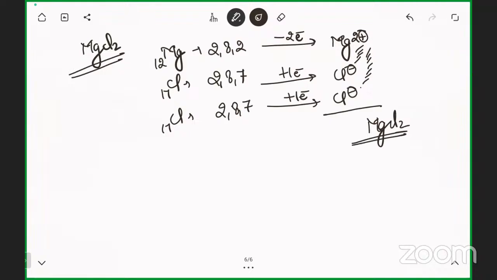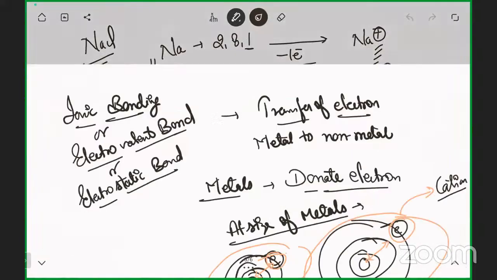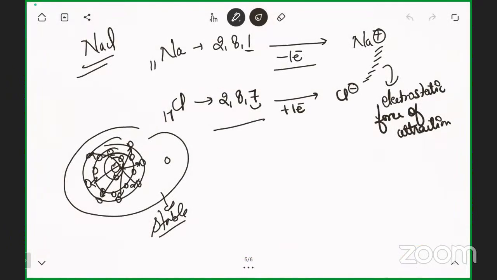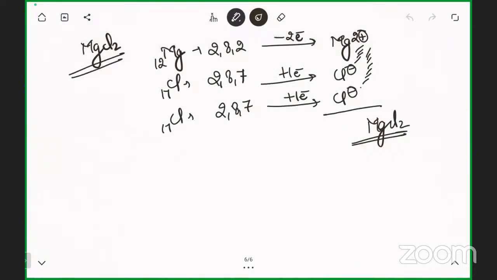Just remember the name of this attraction. We'll go deeper into ionic bonding later, but I was just clearing up what ionic bonding is, what the donation of electrons is, why metals donate electrons very easily, and what force of attraction we are talking about. We have taken certain examples of ionic bonding.